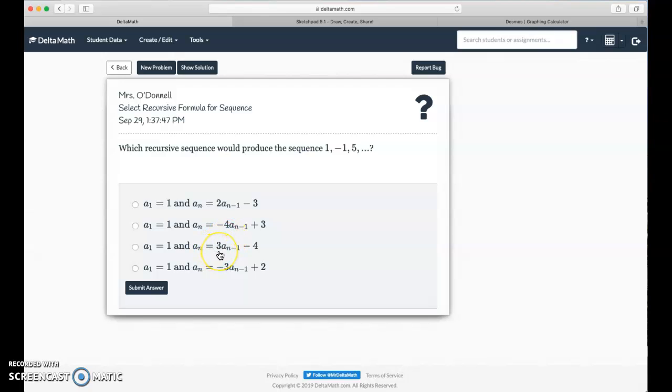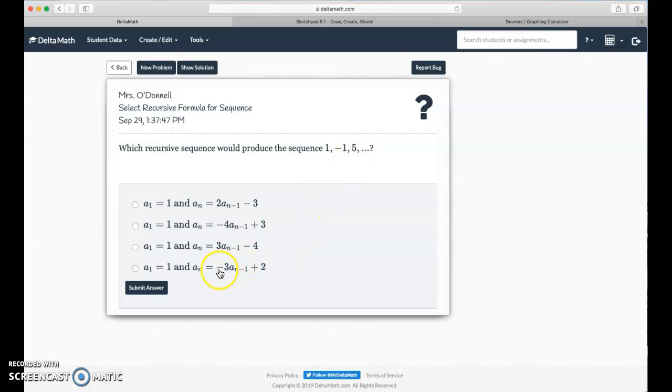Let's try our next one. 3 times our first term, which is 1, so 3 times 1 is 3, minus 4 is -1, so that one worked to get to our second term. Let's see if it works to get to our third term, which is 5. So 3 times our second term, which is -1, 3 times -1 is -3, minus 4 gives me -7, so that didn't work.